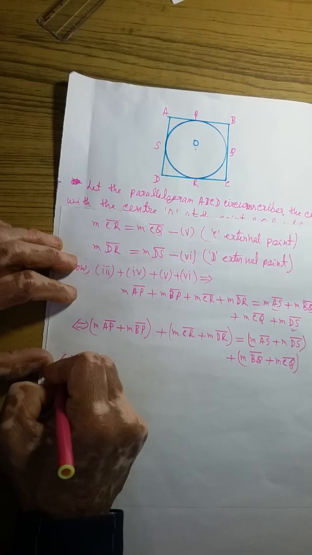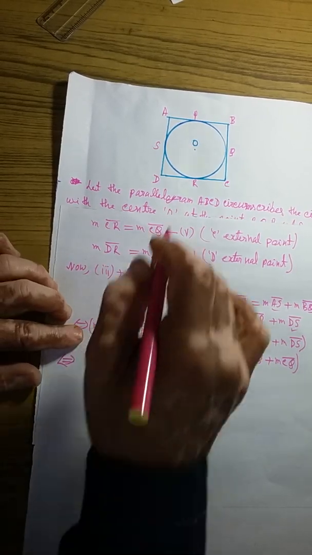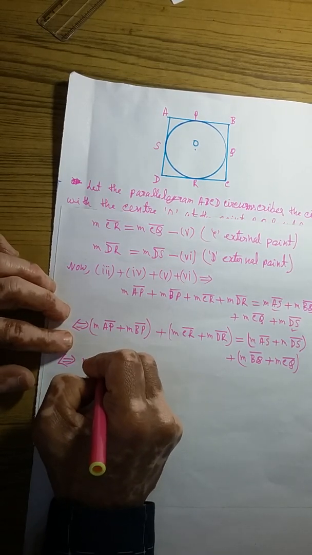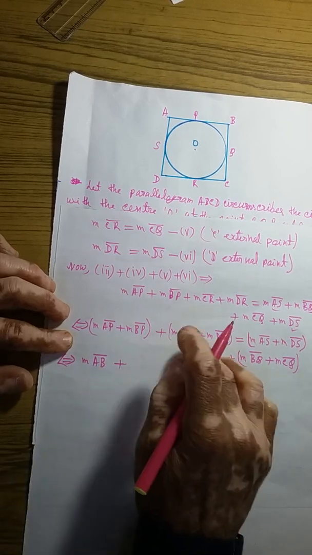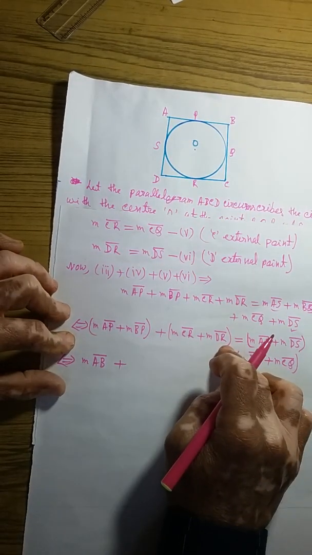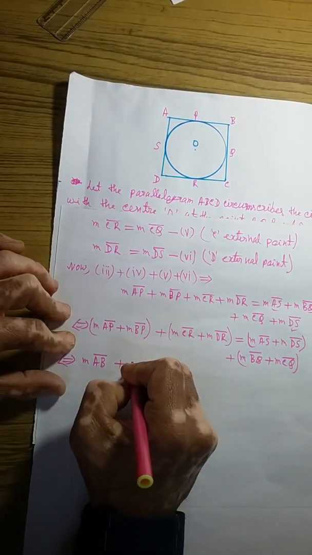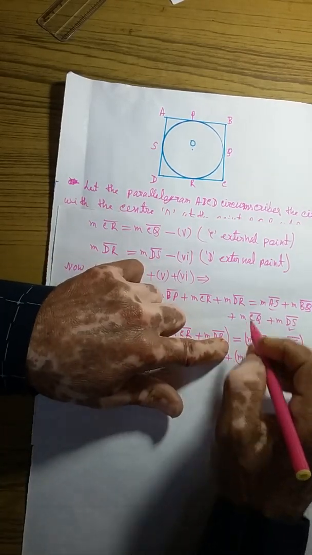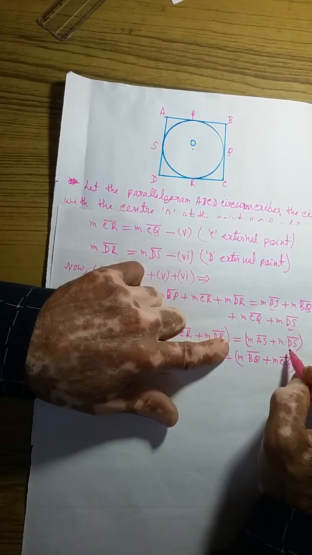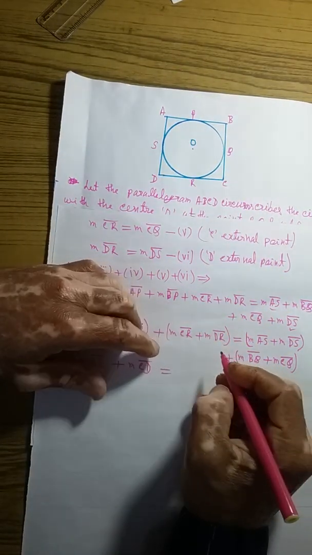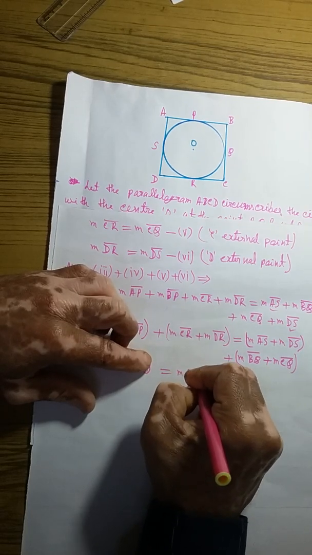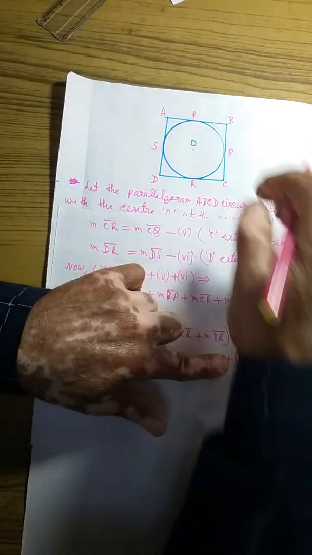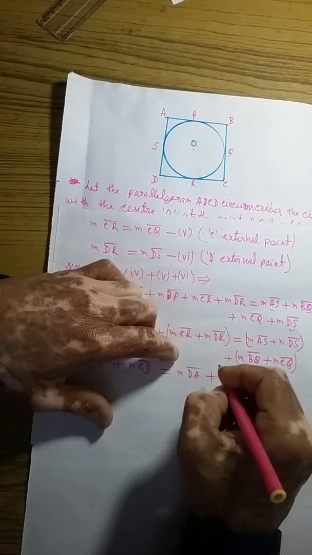So this again implies, in place of measure of AP plus measure of BP we will now write measure of AB, plus in place of measure of CR plus measure of DR we will write now measure of CD, is equal to in place of measure of AS plus measure of DS we will write now measure of DA, plus in place of measure of BQ plus measure of CQ we will write now measure of BC.